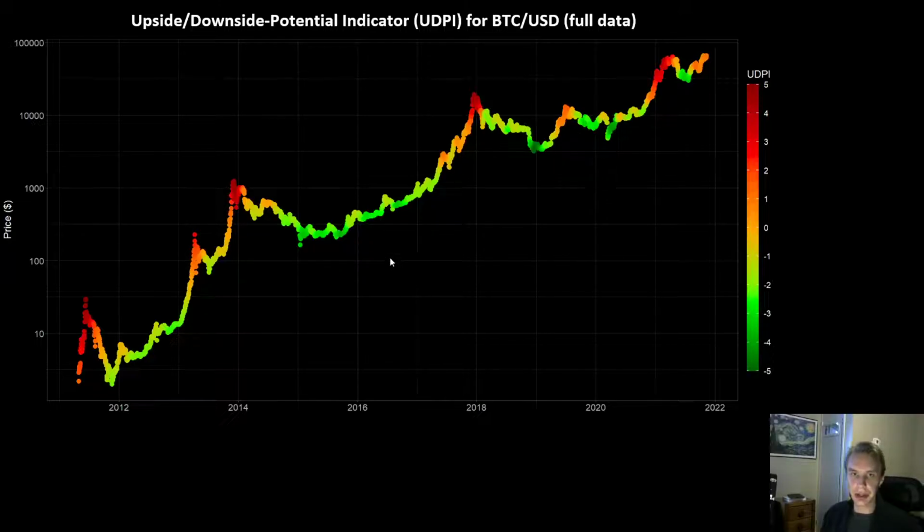So if you've been following the channel, you're quite familiar with these types of graphs. What I'm showing here is the price action of Bitcoin over time, and I've color-coded each day to the output of our risk indicator, the UDPI. A score of 5 is high risk, a score of -5 is low risk.